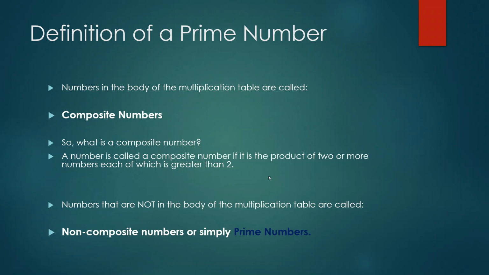And numbers that are not in the body of the multiplication table are called non-composite numbers, or simply prime numbers. So, what do you think of this? As an idea, something different from what your original definition of a prime number is.